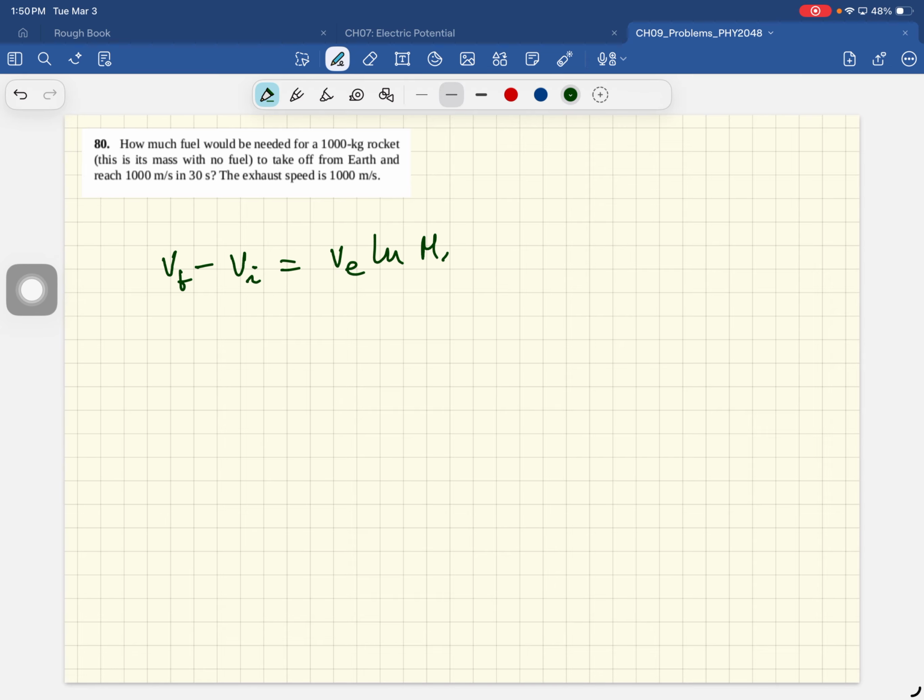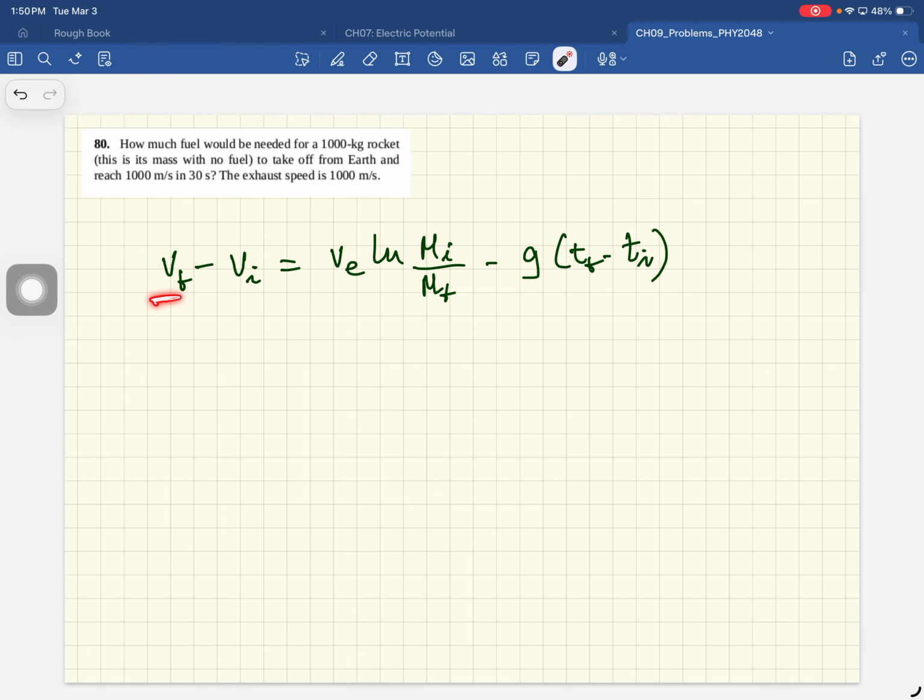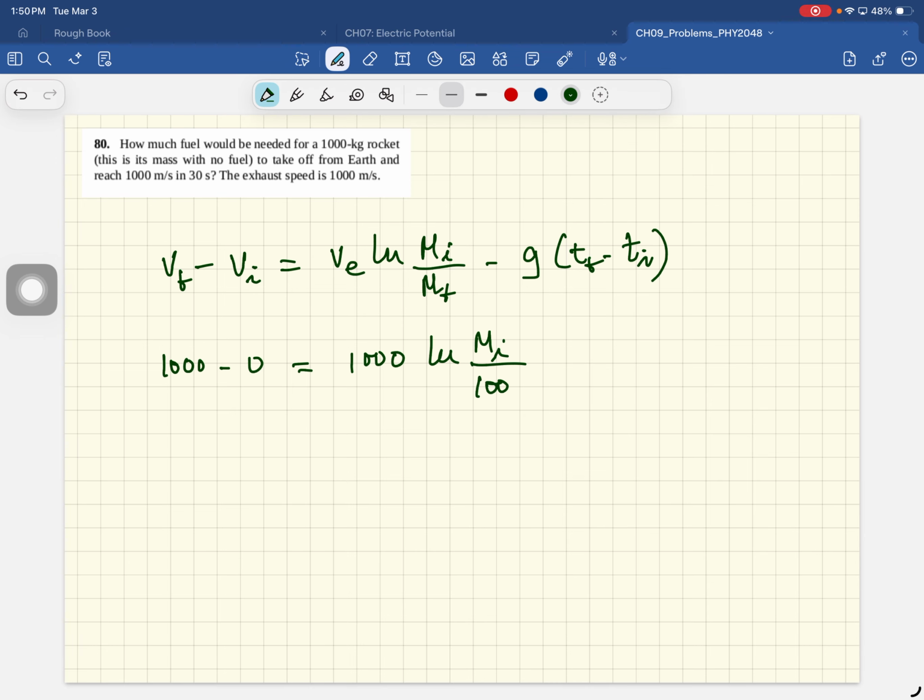So it reaches a speed of 100 minus 0, equal to 1500 log mass initial over mass initial minus 100 minus 9.8 into 10. So 198 divided by 1500 equal to log m initial. m initial is the only unknown, and you can solve for this.